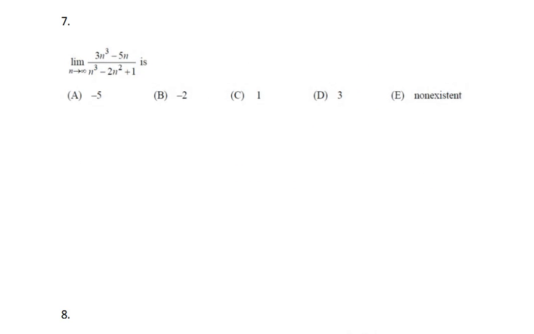Problem 7 is another limit at infinity, 3n cubed over n cubed, and so we're just going to divide the leading coefficients. So that's 3 over 1, which is 3. Pretty straightforward there. We'll go on to problem number 8.